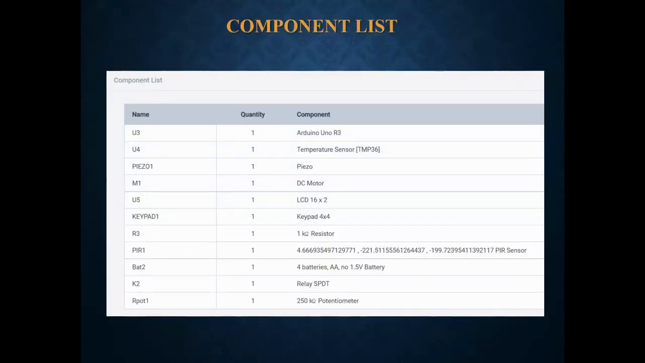So now start with component list. The component list are Arduino Uno R3, which is the heart of our project. Then there are the sensors. There are two sensors, temperature sensor and PIR sensor. Then we are using piezo, DC motor, LCD, keypad, one resistor, four batteries, one relay, and one potentiometer. So let's start. What we did in our Tinkercad.